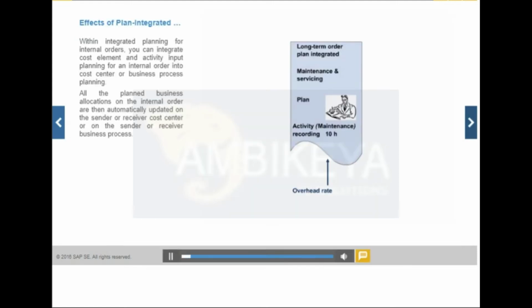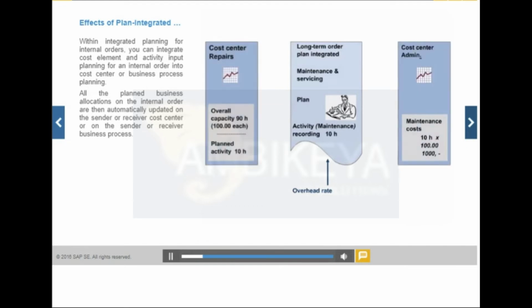You can use integrated planning for internal orders only if the internal order already exists when the cost centers are planned. You use integrated planning for long-term orders. The following factors of plan integrated orders impact planning.